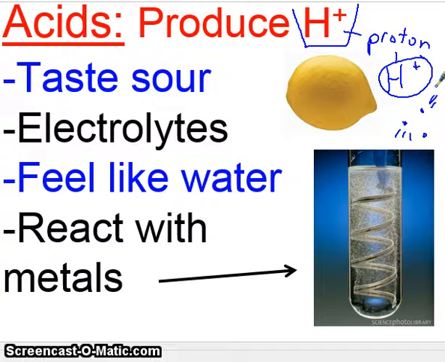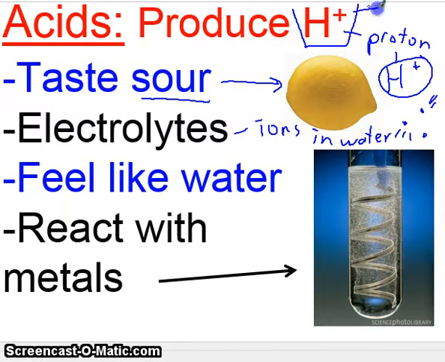Now, the major properties of acids are that they taste sour. A very famous acid is found in lemon. Lemon has what's called citric acid and many other citrus fruits. They are also electrolytes. Remember, electrolytes means they conduct electricity in water. In order for this to happen, you have to have ions in water for them to conduct electricity. And since acids produce ions, they are electrolytes.